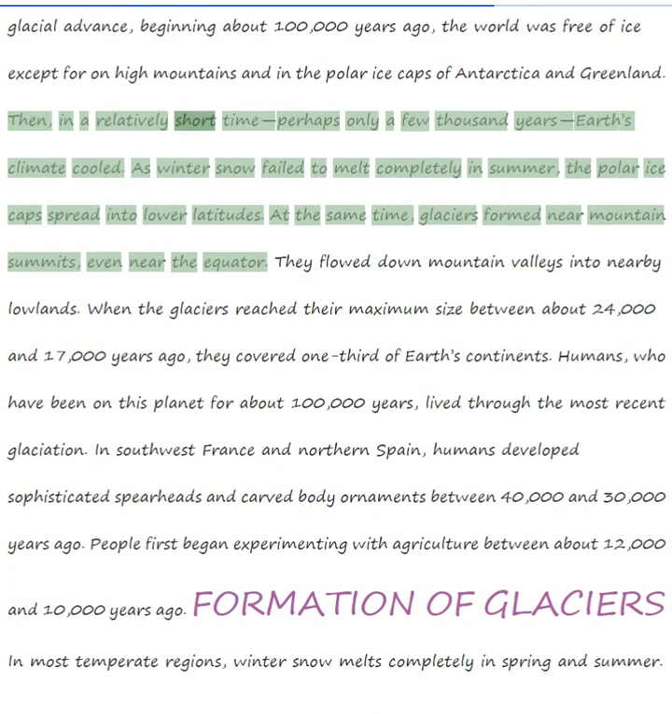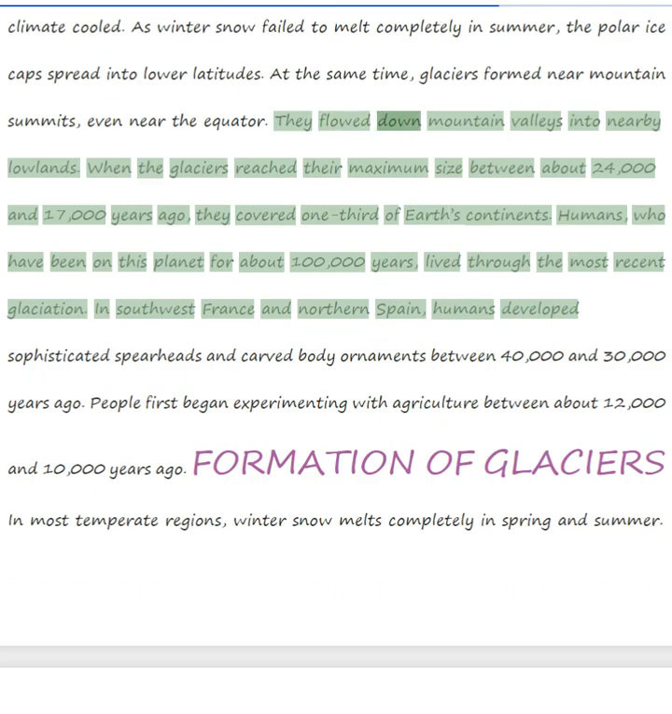Then, in a relatively short time, perhaps only a few thousand years, Earth's climate cooled. As winter snow failed to melt completely in summer, the polar ice caps spread into lower latitudes. At the same time, glaciers formed near mountain summits, even near the equator. They flowed down mountain valleys into nearby lowlands. When the glaciers reached their maximum size between about 24,000 and 17,000 years ago, they covered 1/3 of Earth's continents.